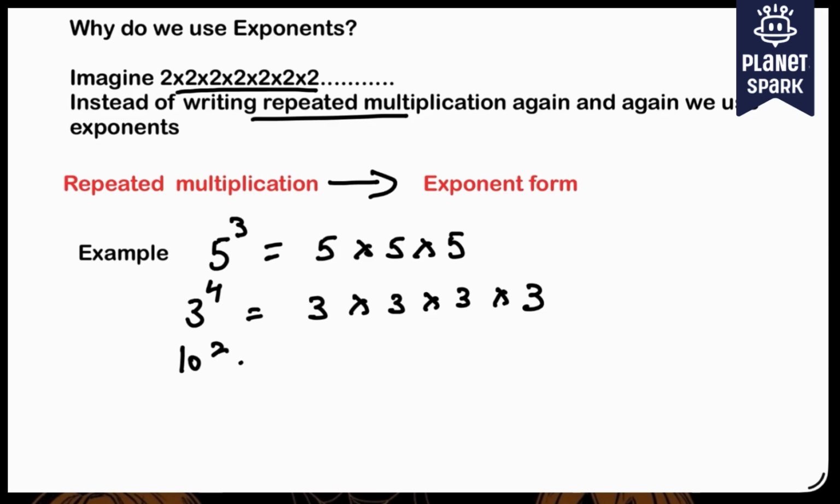Next example, 10 raised to the power 2. 10 is the base, 2 is the power. 10 would be multiplied 2 times. 7 raised to the power 3, again 7 is the base, 3 is the power, so we'll multiply 7 3 times.